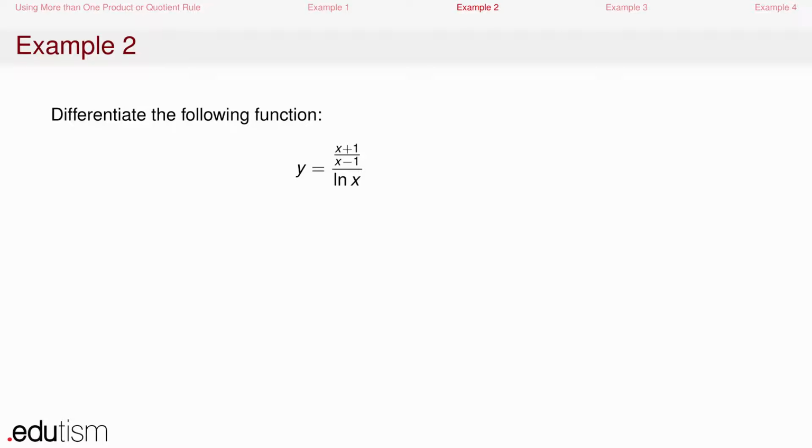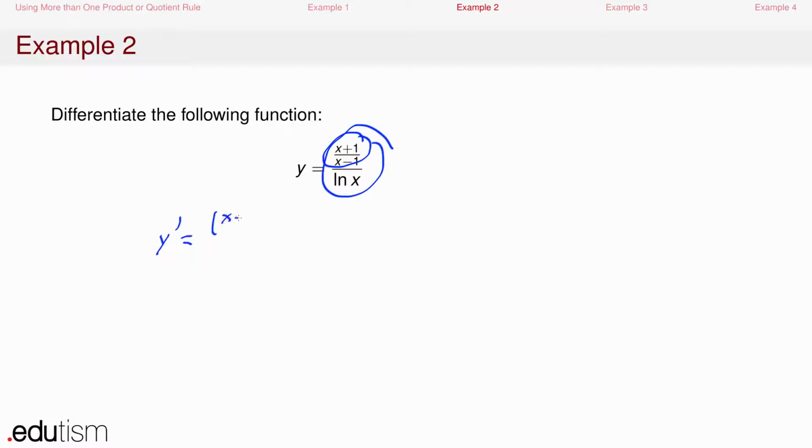In example 2 here, I have a quotient inside another quotient. Again, this is the inside quotient, that's the outside quotient. So I'm going to need two different quotient rules to do this derivative. So first I'm going to set up the outside quotient rule.